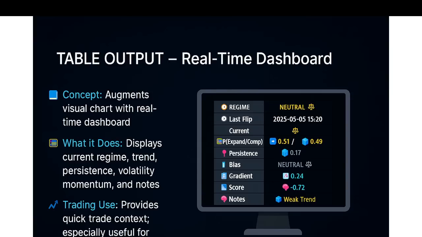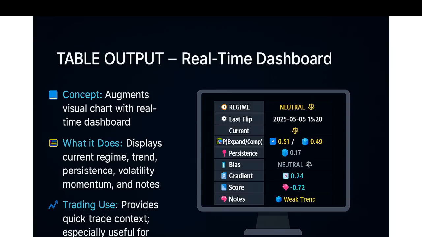Last flip means when the regime changed. What is the current regime? This kind of scale means neutral. P expand compression is the probability of expanding or the probability of compressing. Persistence, as we spoke earlier. Bias, that is which direction the market is going. Gradient, as we said, volatility gradient. Score, on which this whole thing is based.